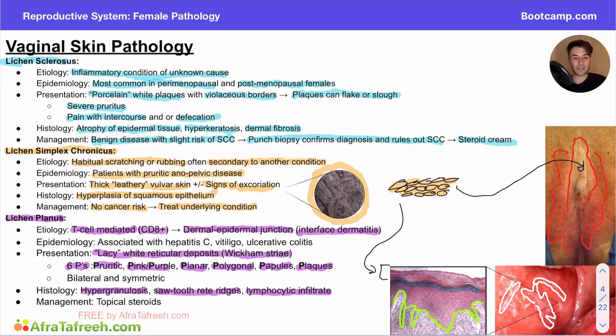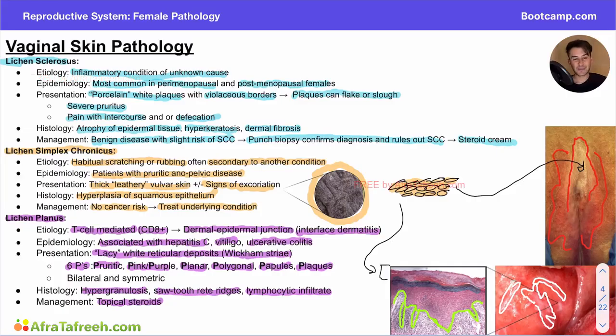Now, I also want to mention that there are some epidemiological fast facts that they like you to know in terms of the connection with hepatitis C, as well as autoimmune conditions like vitiligo and ulcerative colitis. Those are oftentimes going to be present in the history of a patient presenting with lichen planus. In terms of management, it's going to be topical steroids because we know this is all about lymphocytic infiltrate. If we give steroids, we're going to reduce some of that inflammation. That's the mainstay of treatment for this disease process, in which a lot of the pathophysiology is largely unknown. We just know what it looks like on histology and what its associations are. And in terms of treating it, we just use our steroids.